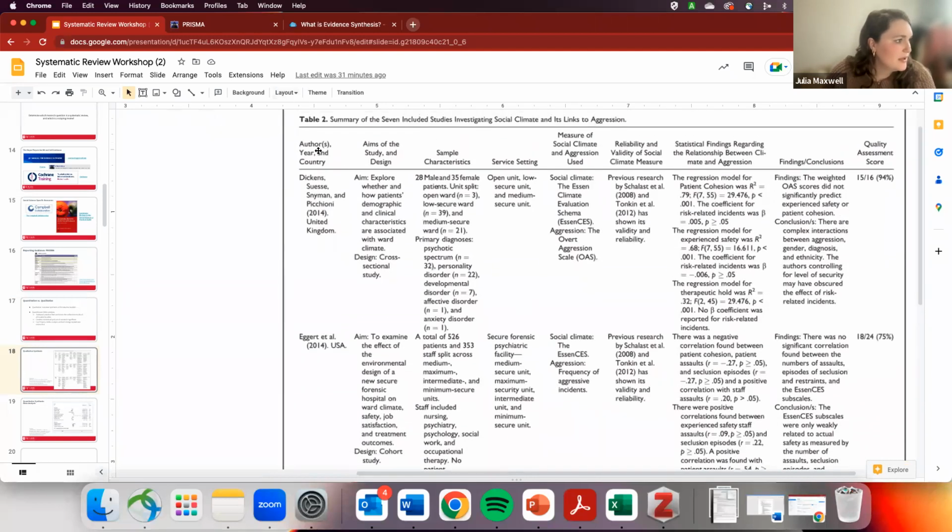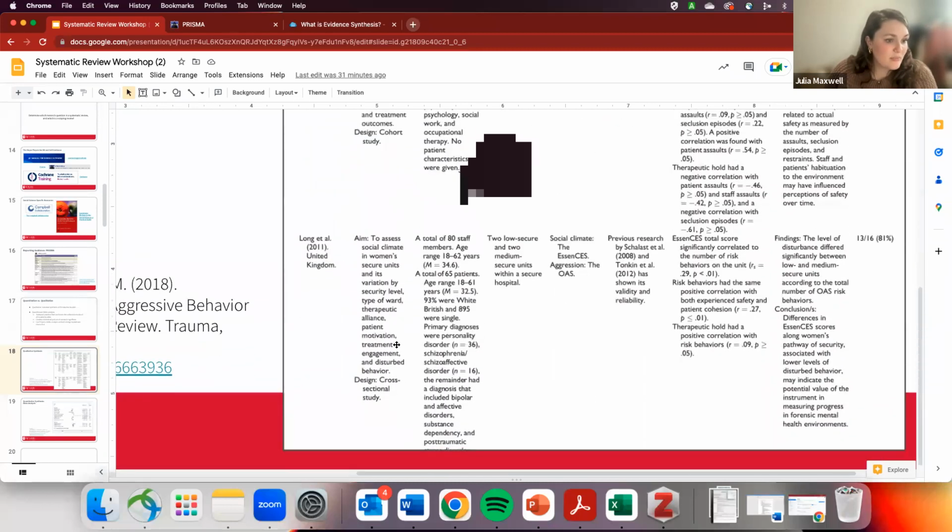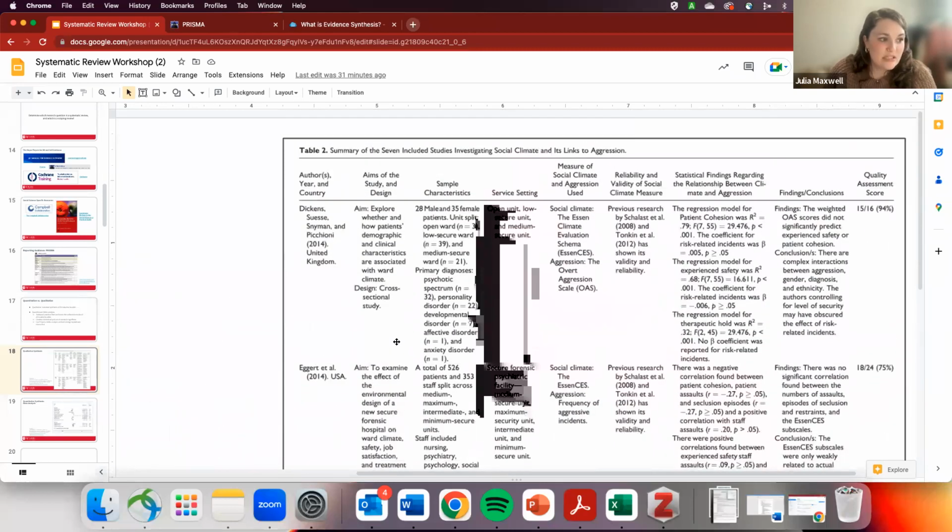So we see they have the author, the citation, the aims, sample characteristics, the setting of the service, measure of social climate and aggression, reliability, statistical findings. They do a little conclusion here, and then they give it a quality assessment score, which we'll talk a little bit more about, critical appraisal, a little later on. So you can see that this is super comprehensive. It's super detailed. Even though it's not a meta-analysis in a forest plot, there is still a huge degree of systematizing done, even though it's in more of a narrative format.